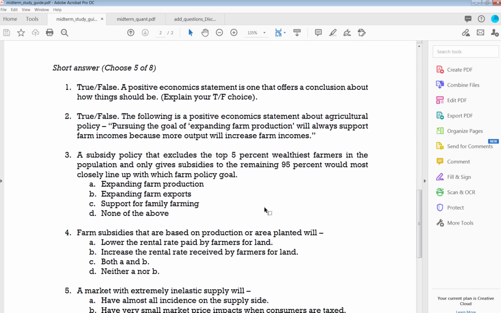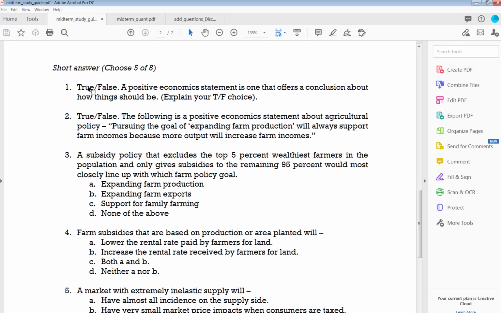So if I were to look at these, when I look at true or false, this is just a definition, right? Positive economic statement is one that offers a conclusion about how things should be. That should, when it says should there, it ought to trigger you to pick false. But if you don't, I'm not saying it's a lost cause.